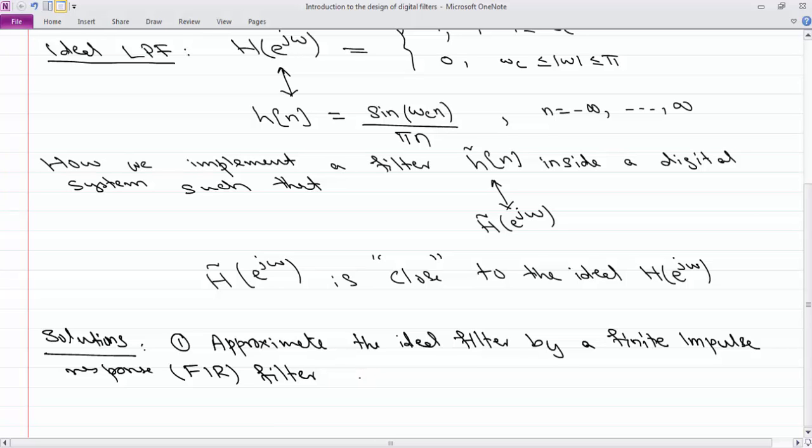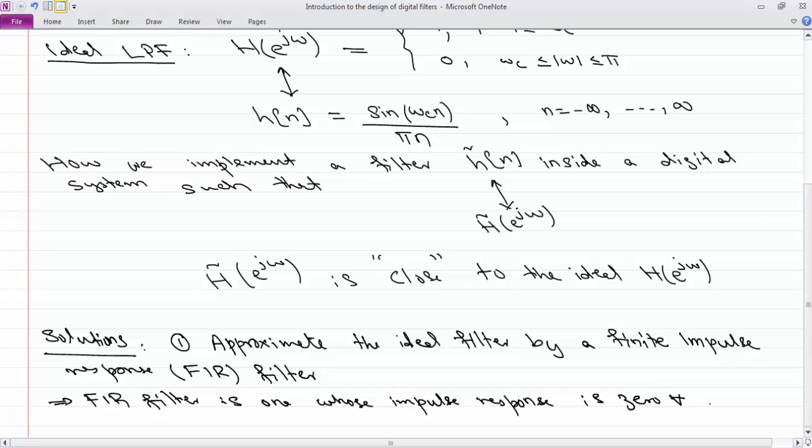So let's look at what is an FIR filter. An FIR filter is one whose impulse response is 0 for all n less than n1 and n greater than n2.